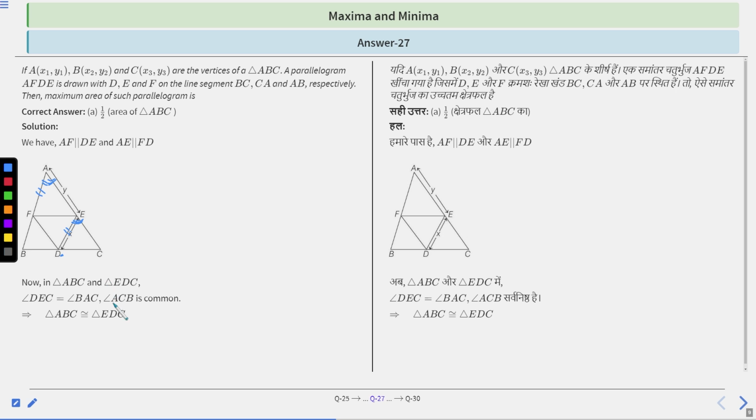So this angle will be equal to this one by using alternate interior angles, right? Clear? And angle ACB, this angle is common, right? This angle is equal to this one, and this angle is common. Therefore, triangle ABC is similar to triangle EDC, by using the angle property, right? Got it?